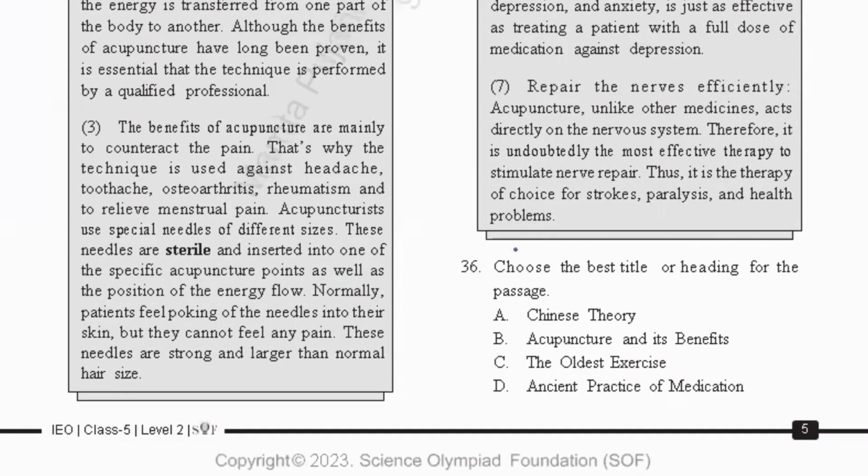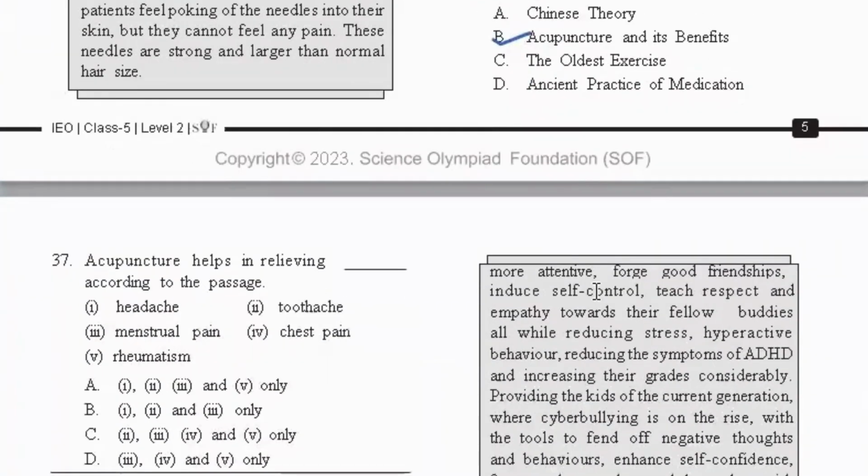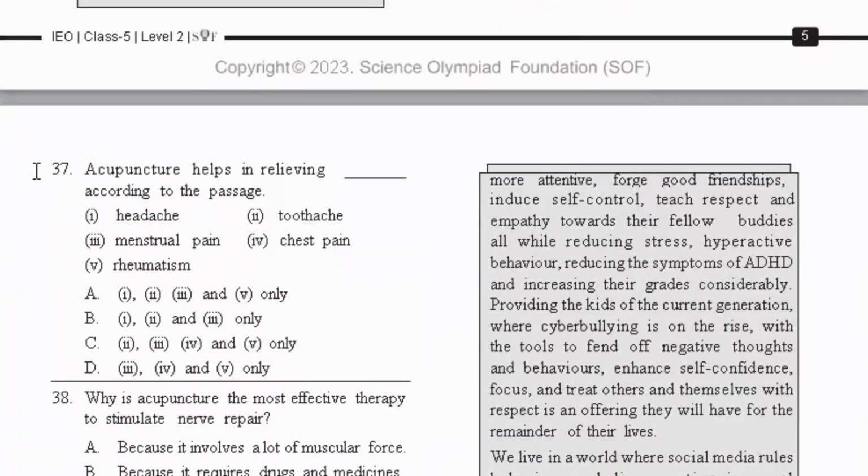The first question is to choose the best title or heading for the passage. This passage is about acupuncture and its benefits, so it's option B. The acupuncture helps in relieving dash according to the passage. According to the passage, it helps in relieving headache, toothache, menstrual pain, but it's not chest pain and it's definitely not rheumatism. So it's option A.